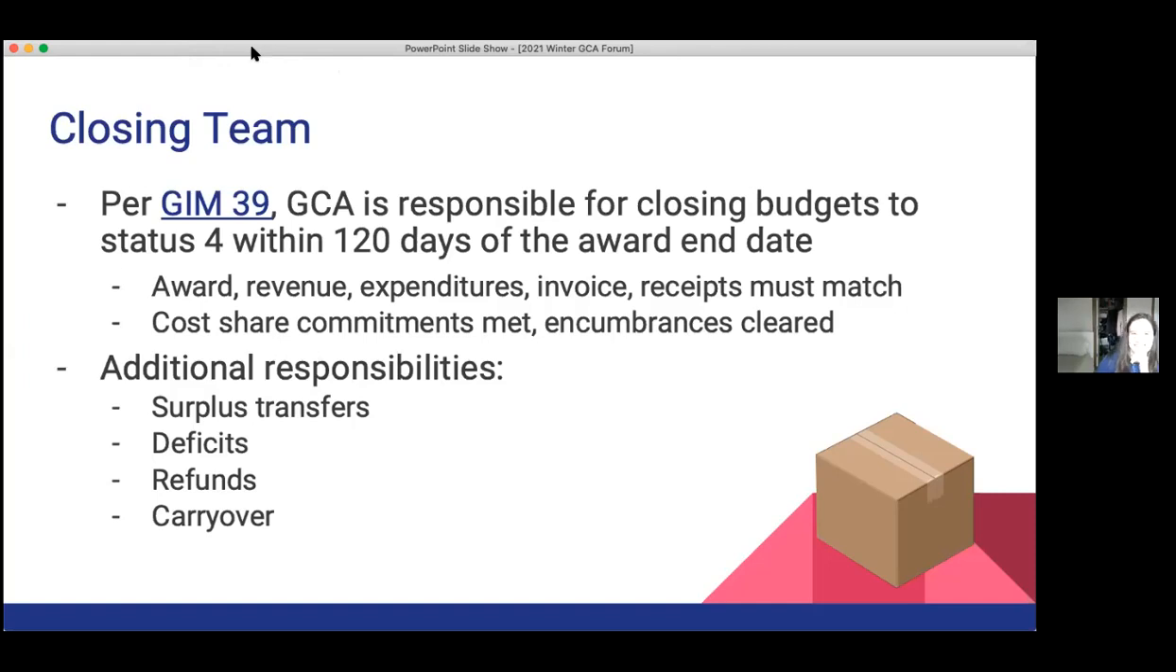Okay, so GIM 39 says that we're responsible for closing budgets within 120 days of the award end date, as long as everything's in balance. We also don't want to close a budget if the cost share commitment isn't met, and encumbrances should be cleared. Some additional responsibilities our closing team takes care of are surplus transfers, deficits, refunds, carryover, and also the carry forward of cash.